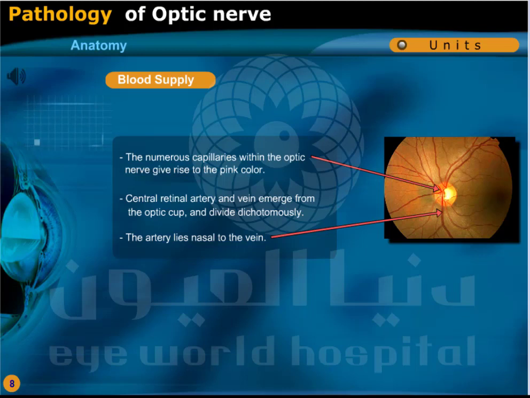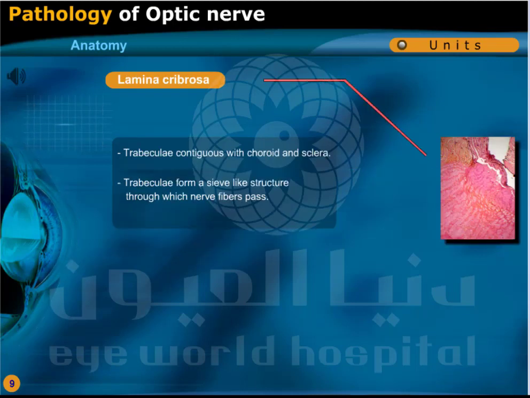Central retinal artery and vein emerge from the optic cup and divide dichotomously. The artery lies nasal to the vein. Lamina cribrosa. Trabeculae contiguous with choroid and sclera. Trabeculae form a sieve-like structure through which nerve fibers pass.